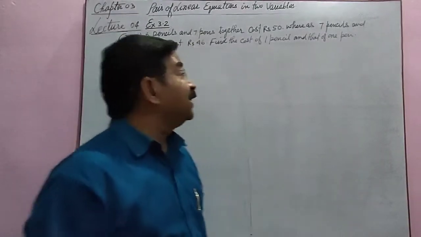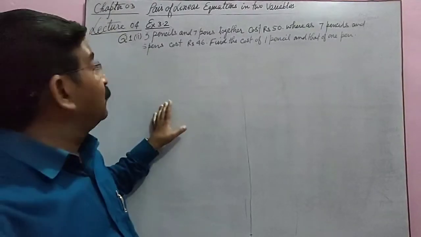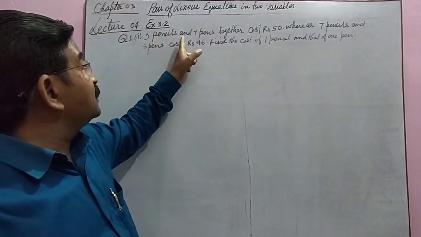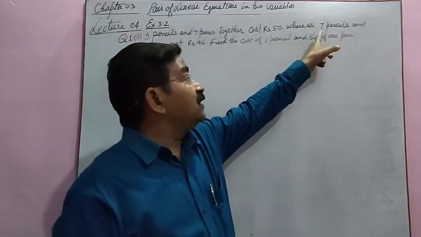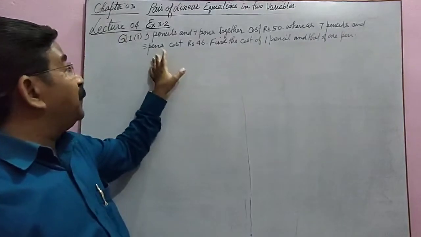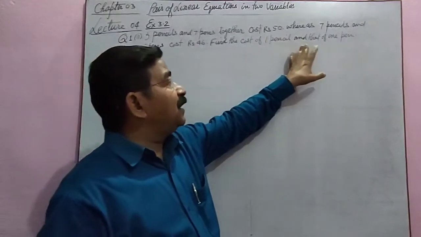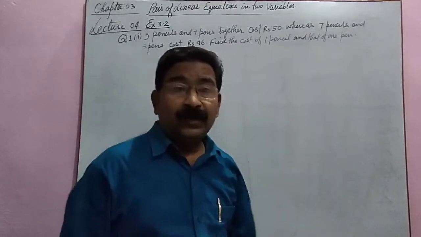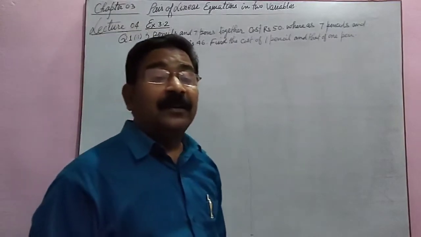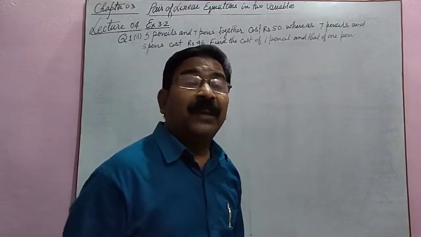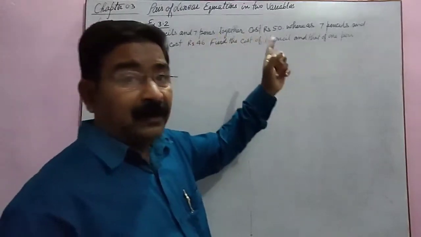Now in our second question, second part of the same question, I am reading the question. 5 pencils and 7 pens together cost rupees 50, whereas 7 pencils and 5 pens cost rupees 46. Find the cost of 1 pencil and that of 1 pen. Once again we have to form the equations and we have to find the solution of the equation with the help of graph. Let's see, two items are pencil and pen.